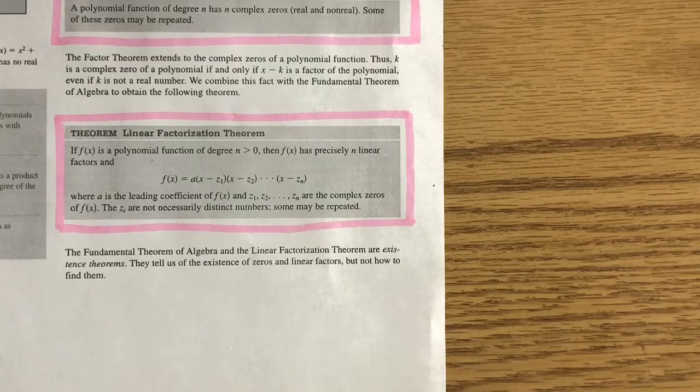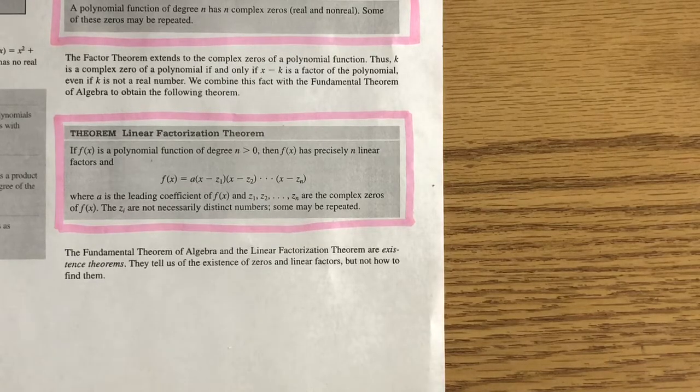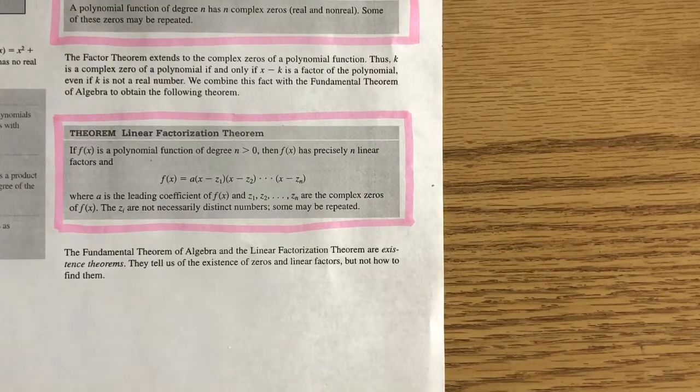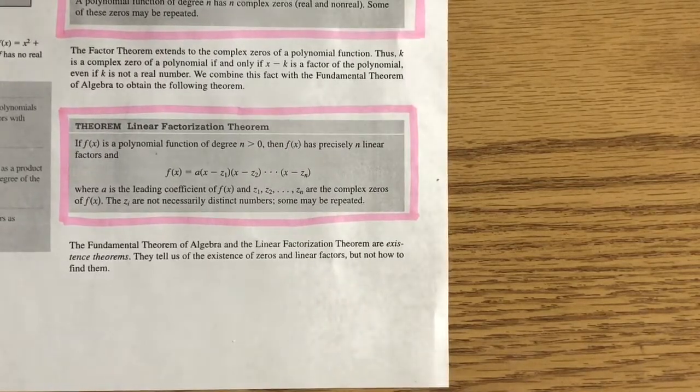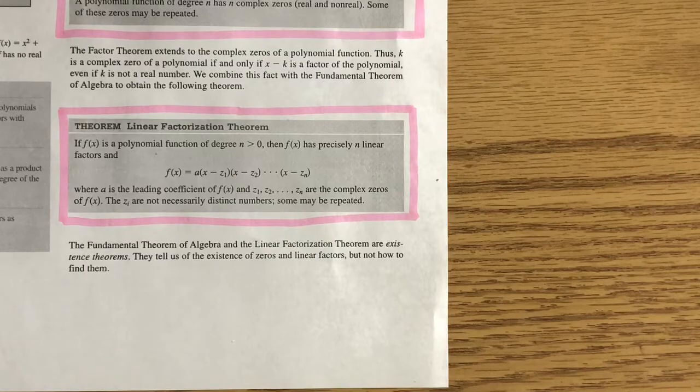So this is kind of the same thing as what we were saying before, except that once we find the roots, we can write them as factors, and when we multiply them together, it should equal f of x. One thing that the book does a good job of pointing out is that the fundamental theorem of algebra and the linear factorization theorem are existence theorems. So they tell us about the existence of zeros and linear factors, but not necessarily how to find them.